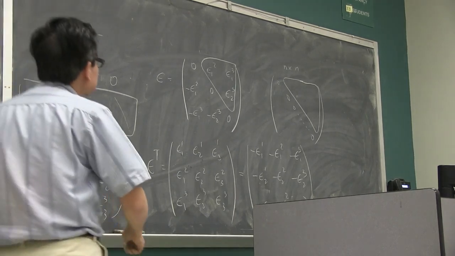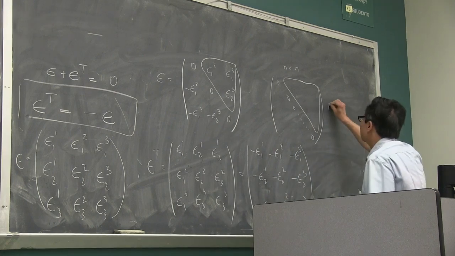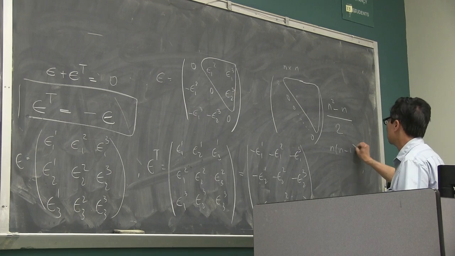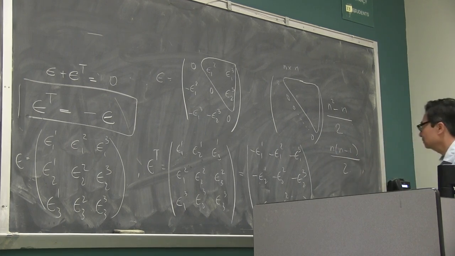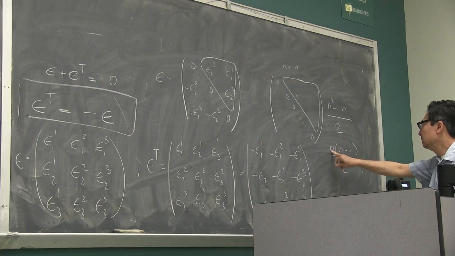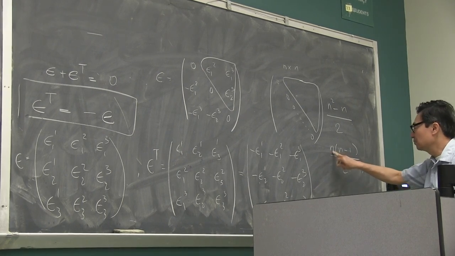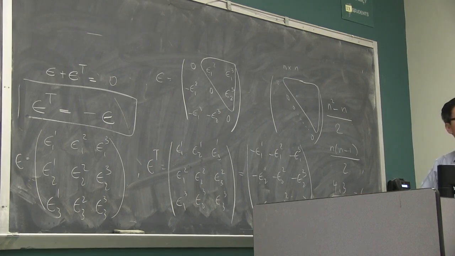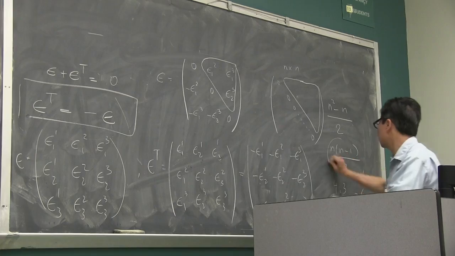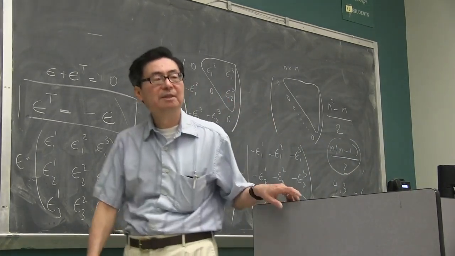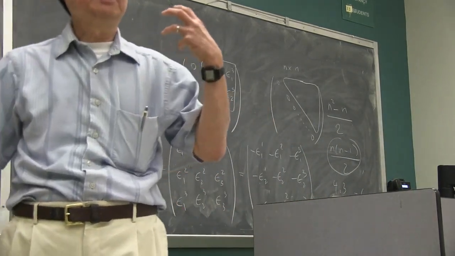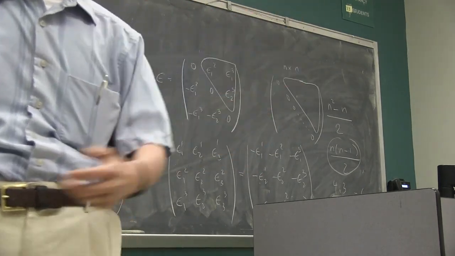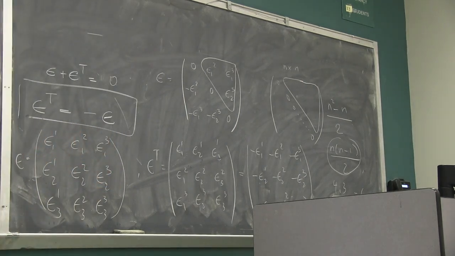The independent elements in an n by n antisymmetric matrix number n squared minus n divided by 2, which is n times (n minus 1) divided by 2. So if n is equal to 3, this is 3 times 2 divided by 2, which is 3. If n is equal to 4, this is 6, and so on and so forth. And you can figure out very easily for an arbitrary n by n anti-symmetric matrix how many independent elements there are: n squared minus n divided by 2.